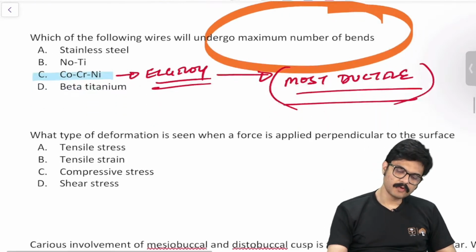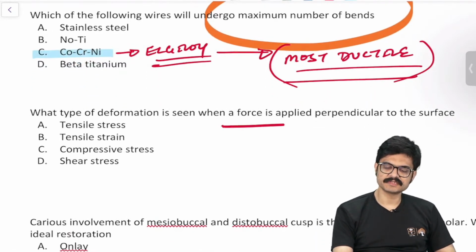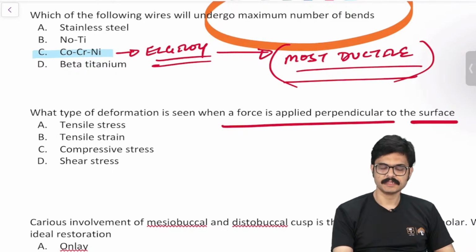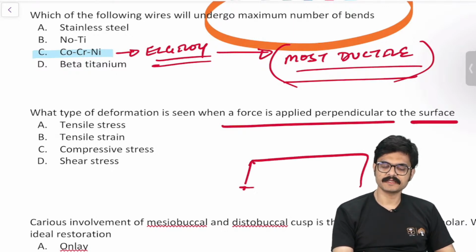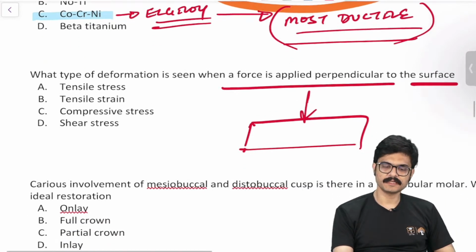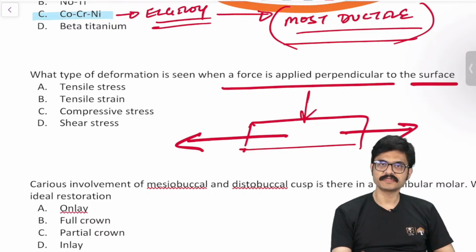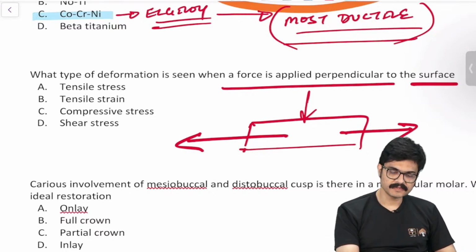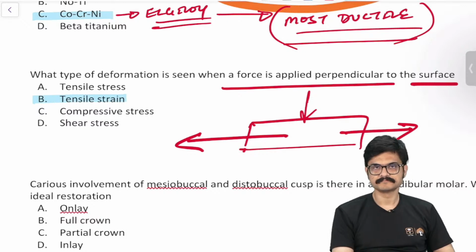Right, friends? What type of deformation is seen when a force is applied perpendicular to the surface? This is interesting. So I have a block of material and I apply a compressive stress on this, right? Then this material is going to elongate along the long axis. So tensile strain is seen. So the answer is tensile strain.